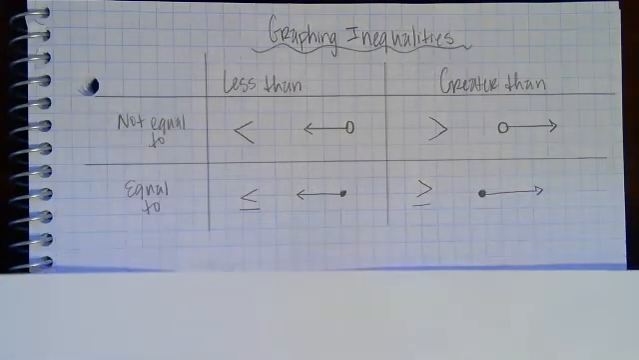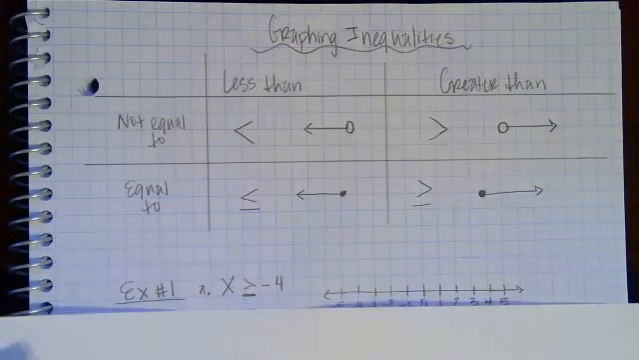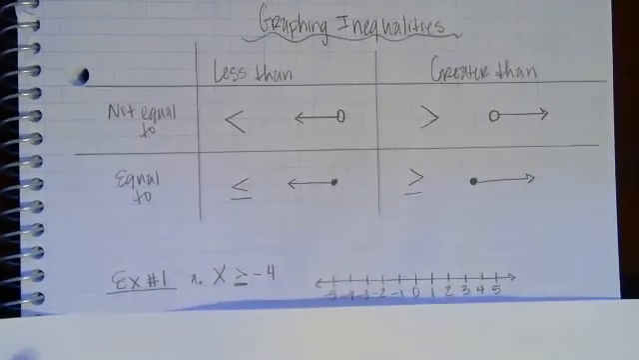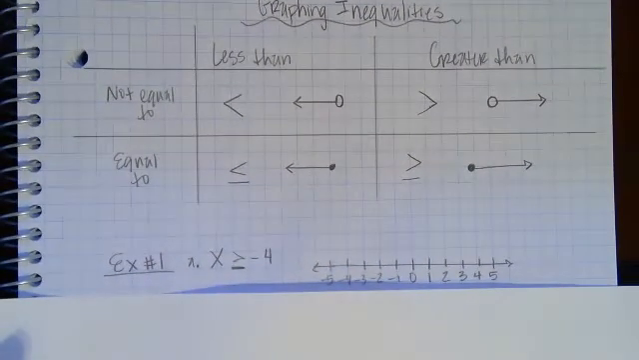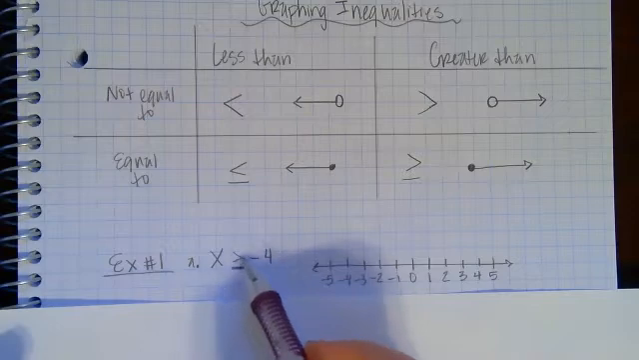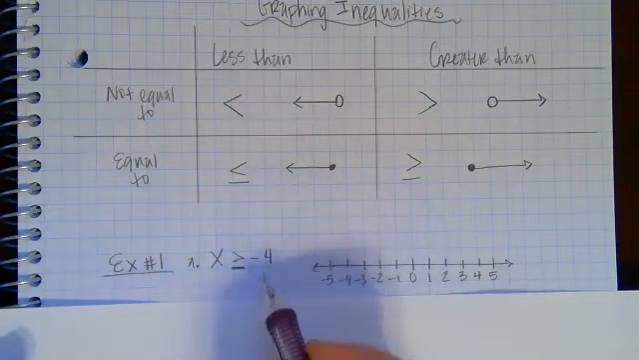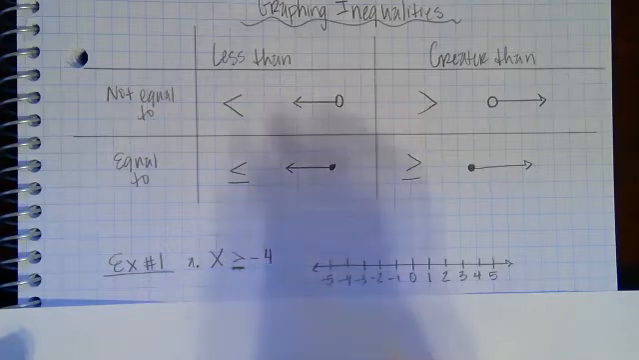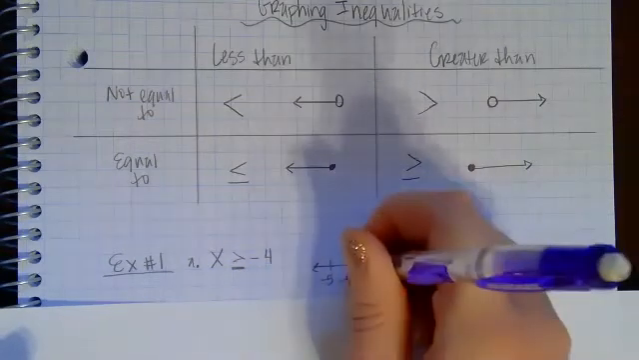Our first example is going to be x is greater than or equal to -4. That's how we would say that. It's a greater than symbol, and you can use this also kind of like an arrow as long as the x is in front. So I'm going to start at -4, and since it has an equal to on the bottom, I'm going to make a closed dot at -4.